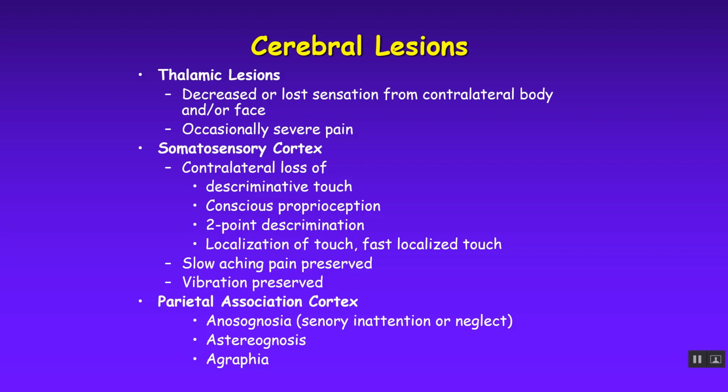You will also get some loss of fast pain. And I should probably put that in there too. Loss of fast pain will be dulled somewhat, so pinprick will also be impaired there. You can put that sharp-dull sensation will also be lost contralaterally, and that would be in whatever region of the cortex is damaged.